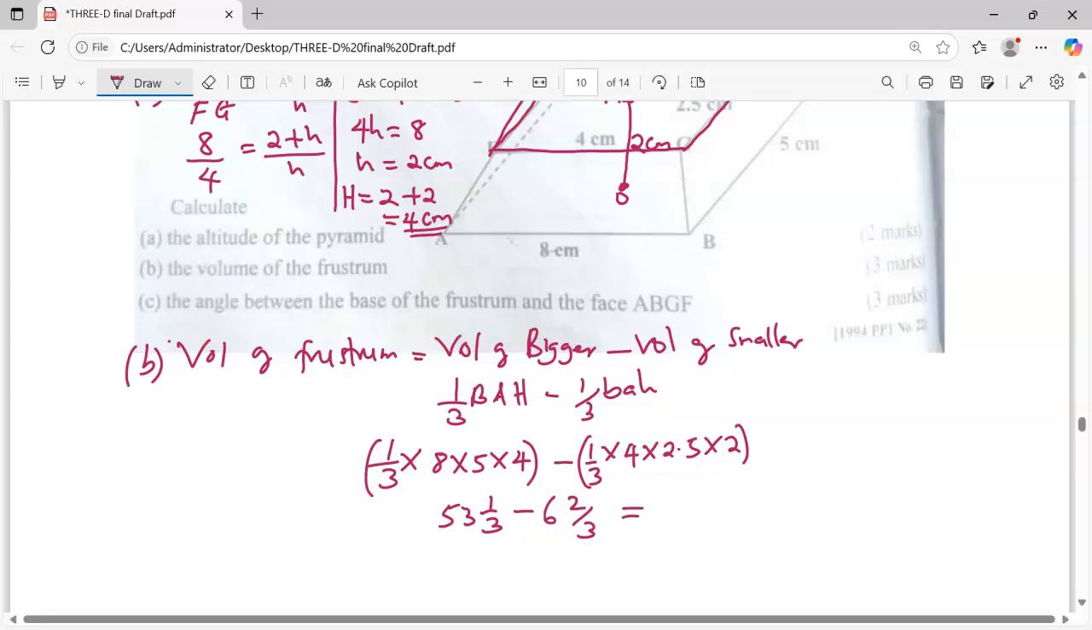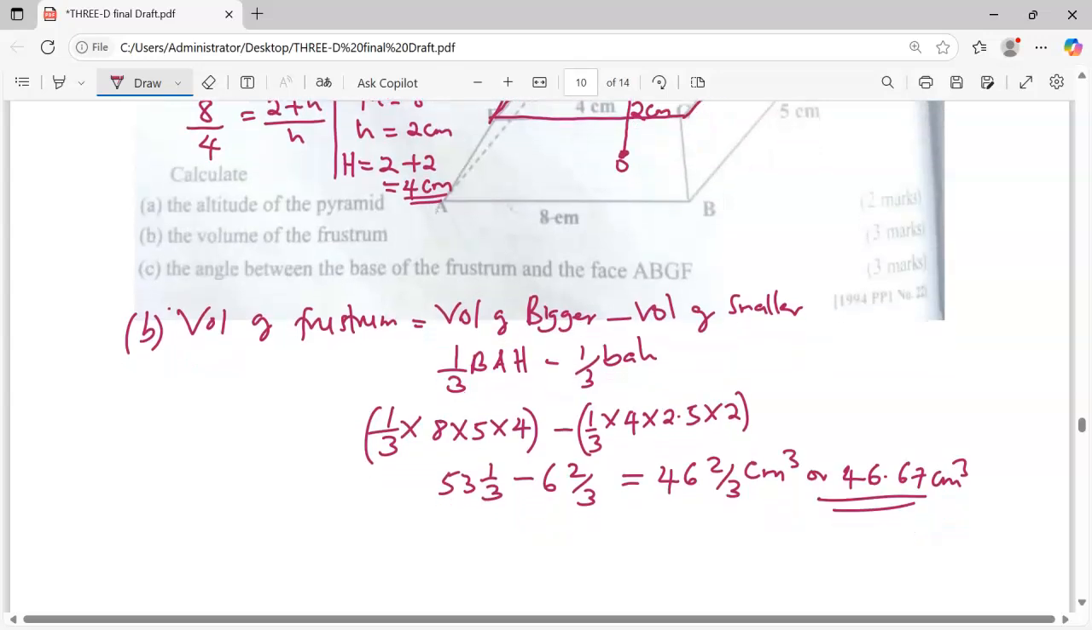And when you subtract the two, you'll get an answer equivalent to 46 and 2/3 centimeters cubed, or you can as well express it as a decimal as 46.67 centimeters cubed, and that is the answer to this particular question.